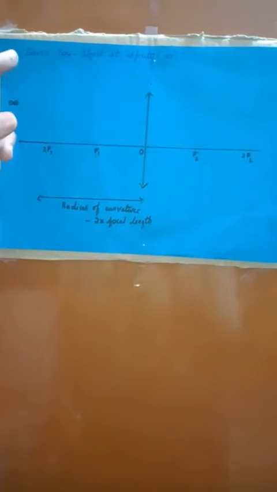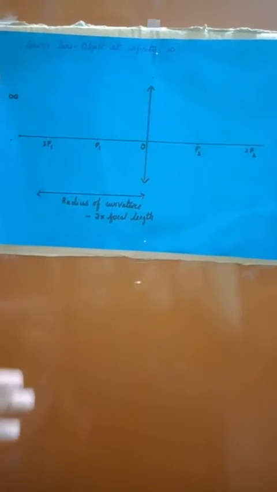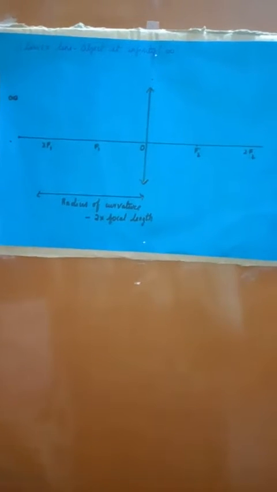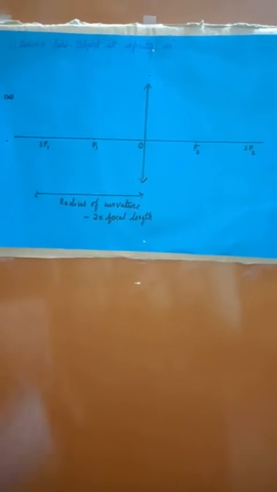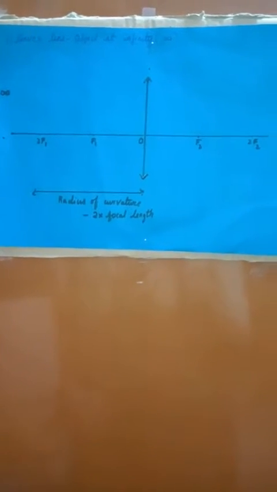First, let us consider the ray diagram of a convex lens. A convex lens is basically a converging lens. So what is a converging lens? After the refraction, all the rays would meet at a point. So it is called a converging lens.